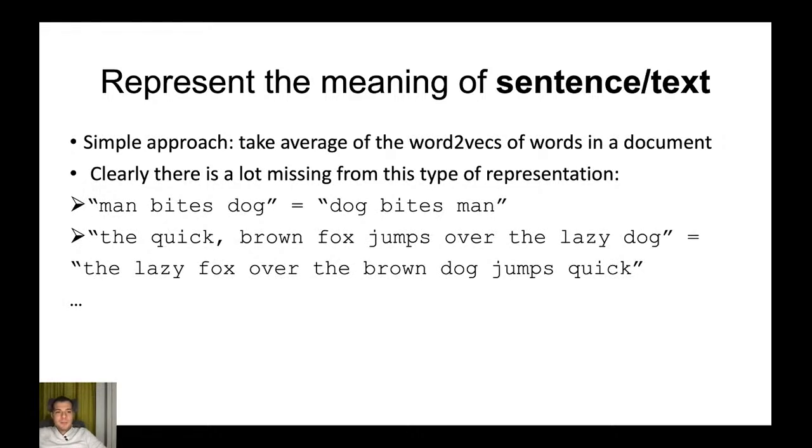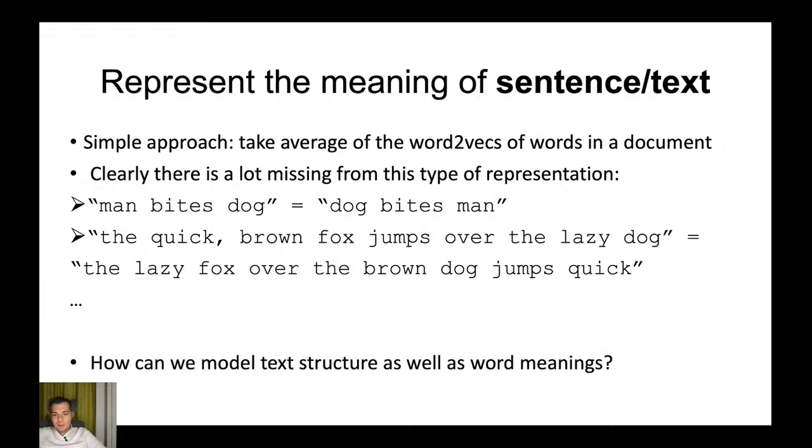And this is kind of similar to the bag of words, so it has the same disadvantage. It loses the order of words in the context. So when you compute the average of word2vec vectors, the sentences "man bites a dog" or "dog bites a man" are the same, and this also applies to longer sentences and so on.